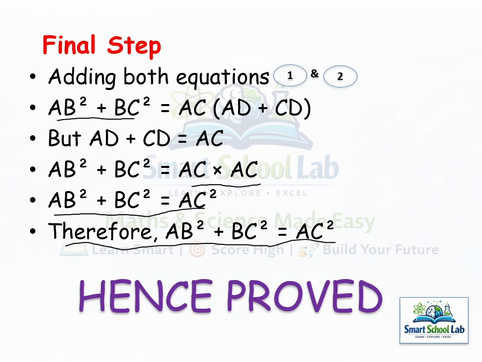So now you can observe the statement and the proof. What we have proved is that in a right angle triangle the square of the hypotenuse is equal to the sum of the squares of the other two sides. That is what we have proven.